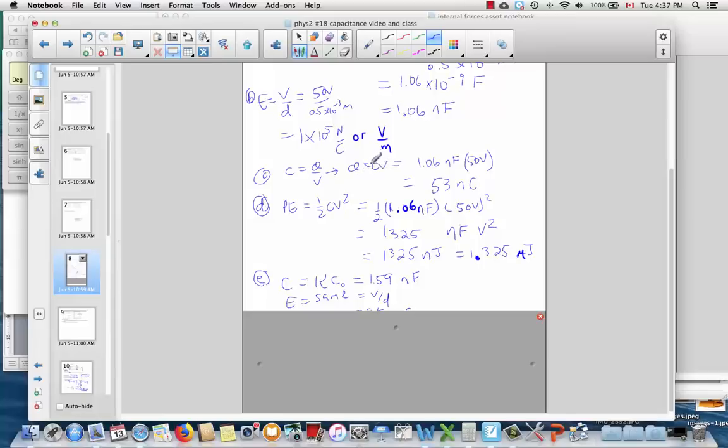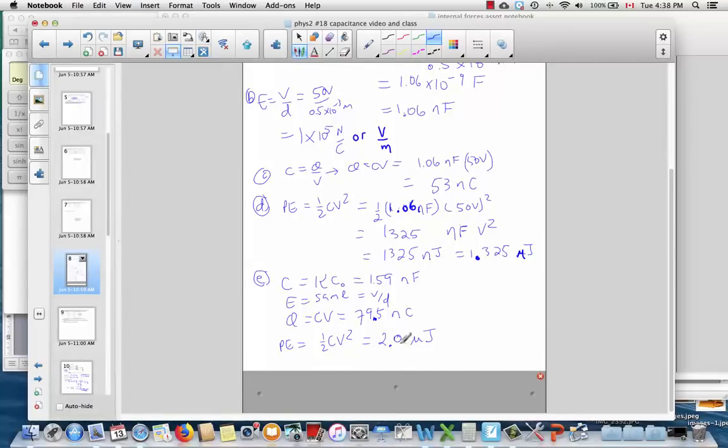Charge stored, since capacitance went up by 1.5, we expect the charge to go up by a factor of 1.5 as well, because the voltage didn't change, so it's still 50 volts, but now it's 1.59 nanofarads. So the charge ends up being 79.5 nanocoulombs. And then finally, for the potential energy, again, the capacitance has gone up by 1.5 at the same voltage, so the potential energy goes up by a factor of 1.5 as well. And that's a quick look at the concept of capacitance.